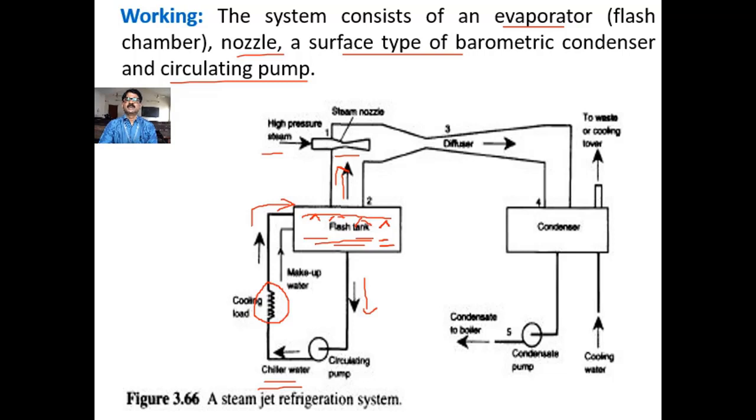Further, the steam, which is vapor, is compressed here, then passed through a diffuser, and then through a condenser where the heat is removed. So you have two cycles. One cycle is for the cooling load, and one is for the high pressure steam passing through the nozzle and then through this thermal compressor.